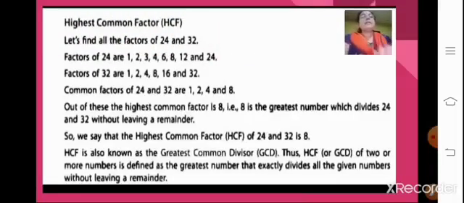Now just see this example here. Let's find the factors for 24 and 32. Now which are the numbers that divide 24 completely? Okay, so the factors of 24 are 1, 2, 3, 4, 6, 8, 12 and 24. Whereas the factors of 32 are, that is, the numbers which divide 32 completely without leaving any remainder: 1, 2, 4, 8, 16 and 32.